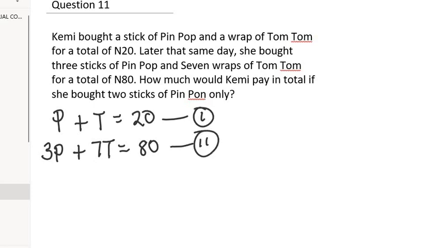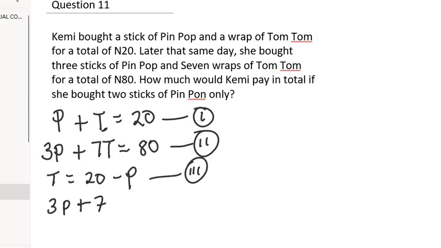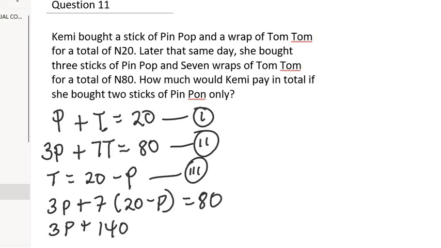From equation 1, make T the subject of the formula. For T to be the subject, we need to move P to meet 20. P is positive; as it crosses the equals sign, it changes to minus P. Now we have equation 3. Going to equation 2, where we have T, we'll replace it with 20 minus P. It will give me 3P plus 7 times (20 minus P) equals 80. 3P plus 7 times 20 will give me 140, 7 times minus P will give me minus 7P, equals 80.